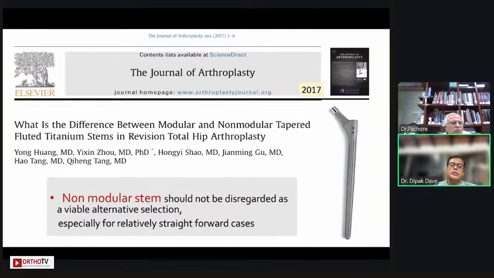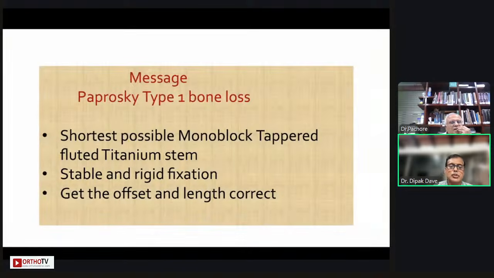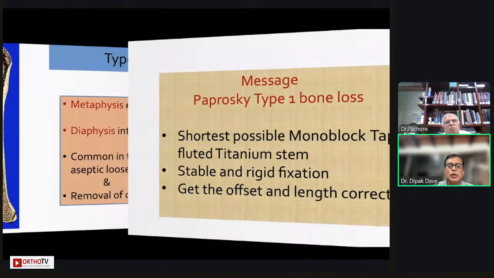So monoblock, non-modular stems in type 1 and type 2 bone loss, it is titanium. Any system, whether a Wagner, Redapt or a Reclaim, it has to be a titanium distal loading stem. So the message: shortest possible monoblock tapered stem and a stable and rigid fixation, which gives you a good offset and you can correct the length.